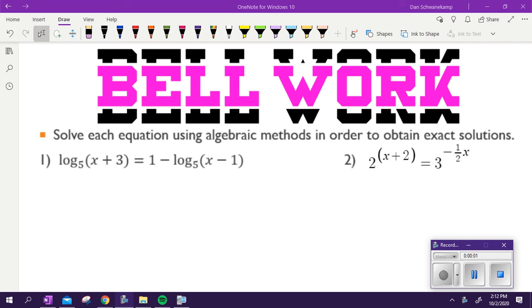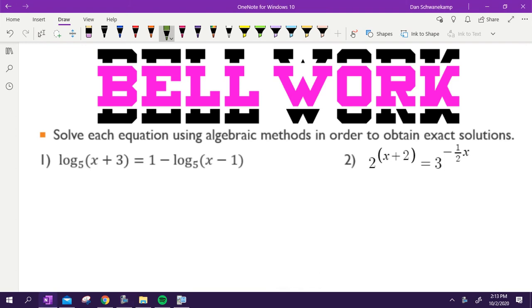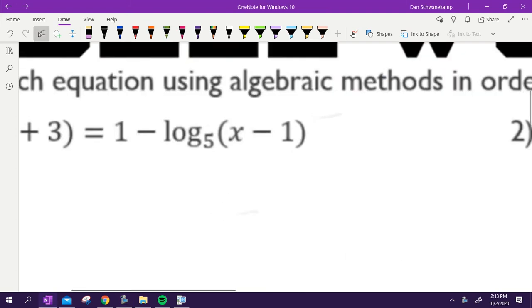Equation. Solve each equation using algebraic methods. It means just don't graph it and see where they're equal. I know you can do that, but we are going to do it algebraically, just like you'd be able to do on your test.